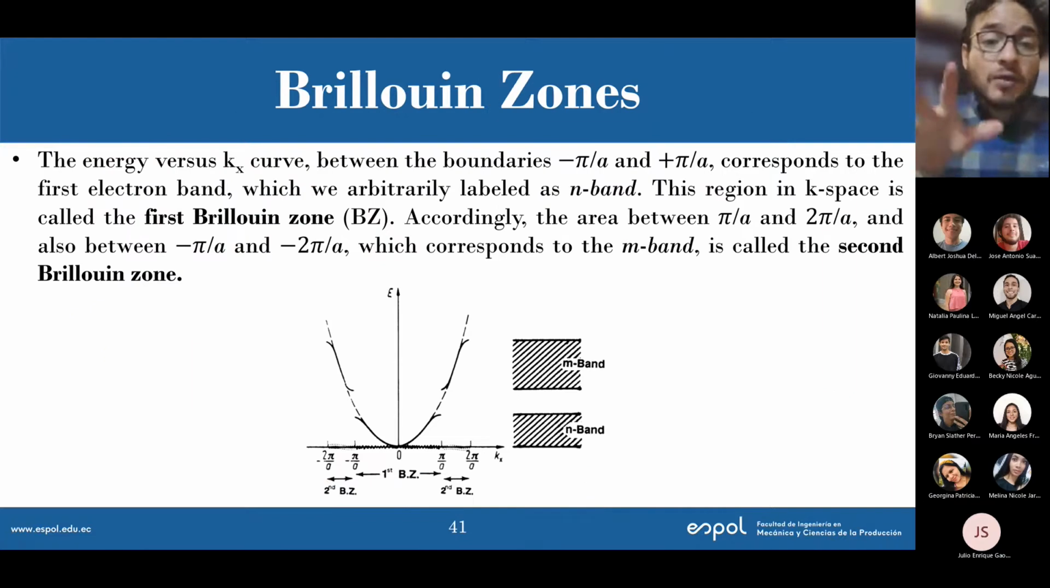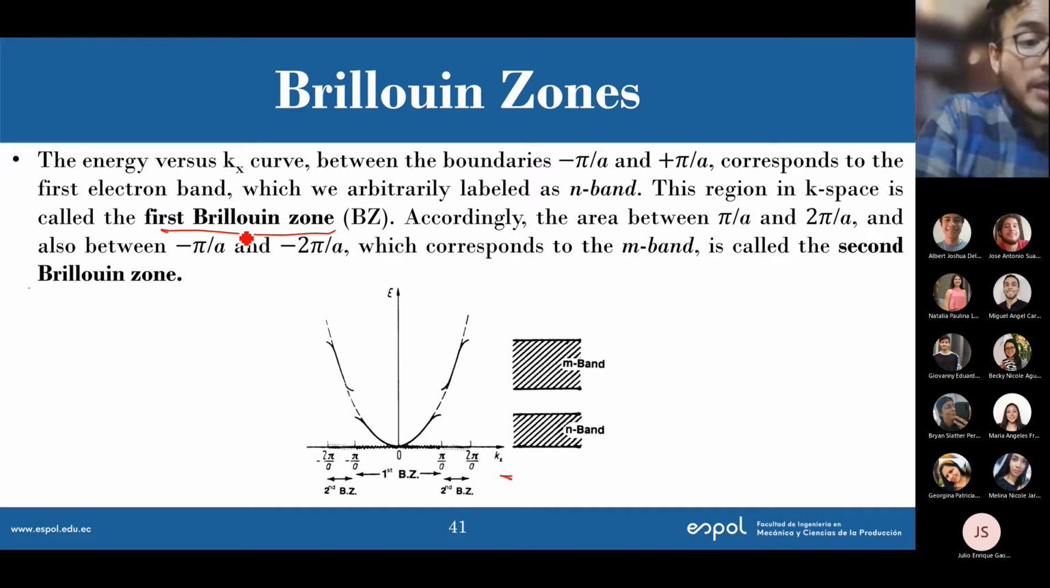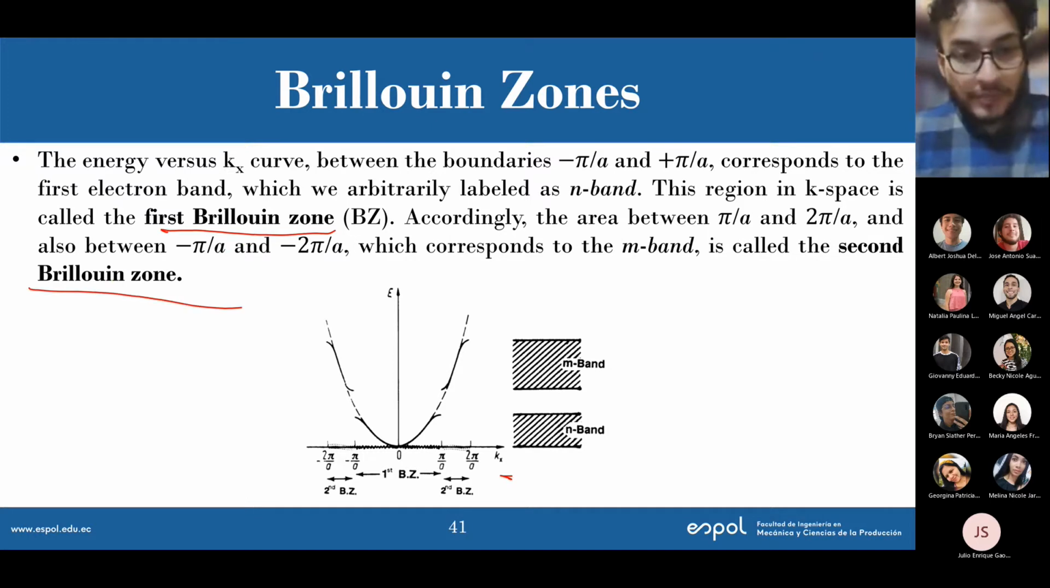And why am I mentioning this concept again? Because that concept of reciprocal lattice is what allows me to define the wave vector, okay? And that actually allows me to define this concept right here, the Brillouin zone.